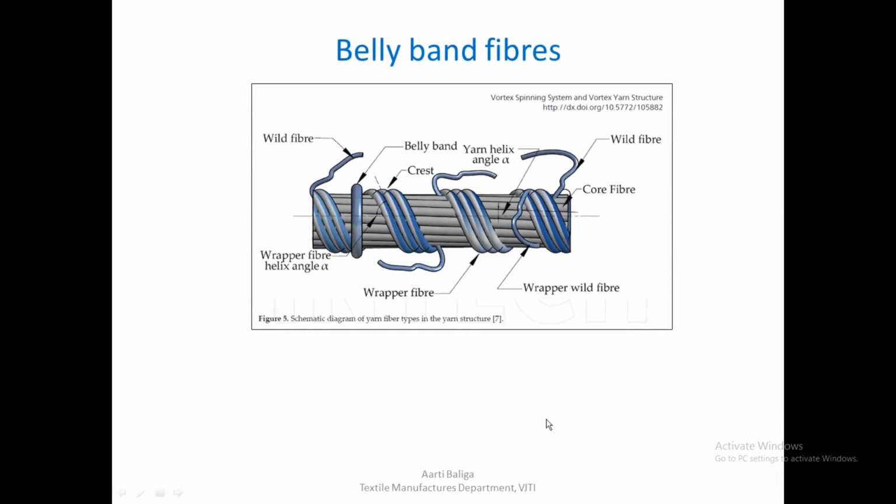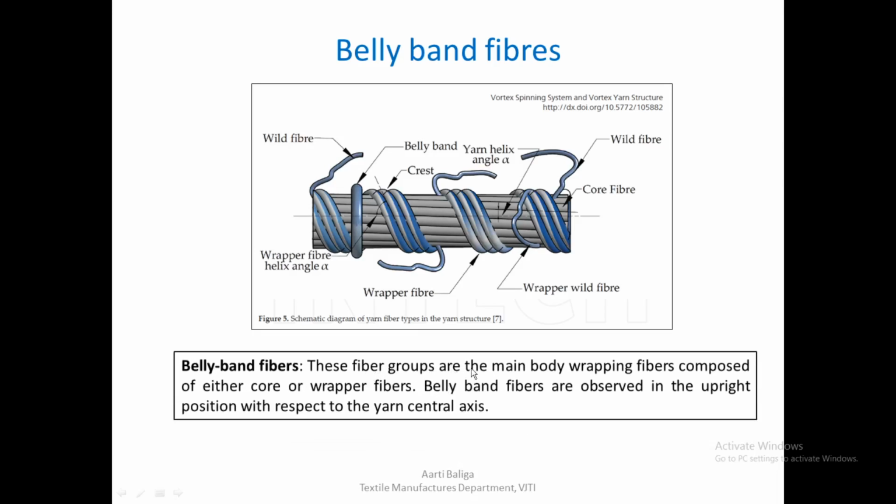So coming to the fifth type, that is the belly band fibers. You can see here these are the belly band fibers that are there. These fiber groups are the main body wrapping fibers composed of either core or wrapper fibers. Belly band fibers are observed in the upright position with respect to the yarn central axis. So this is the upright position.